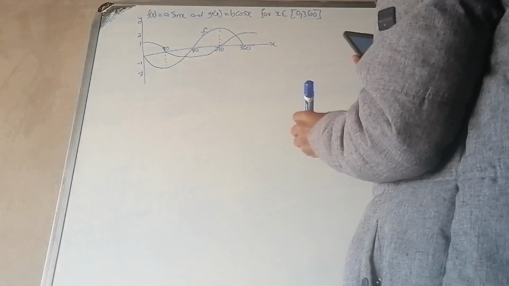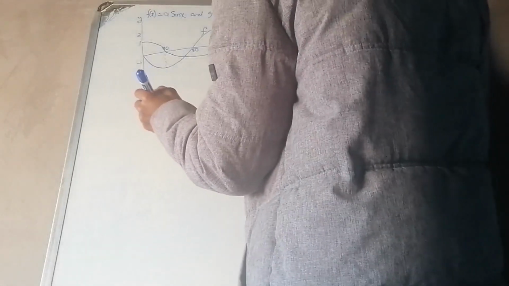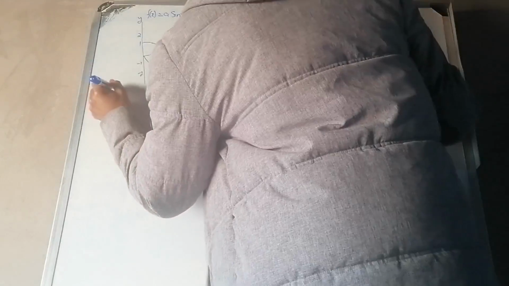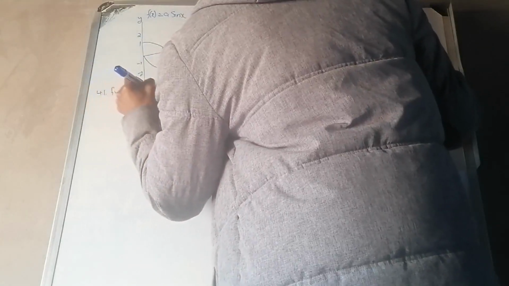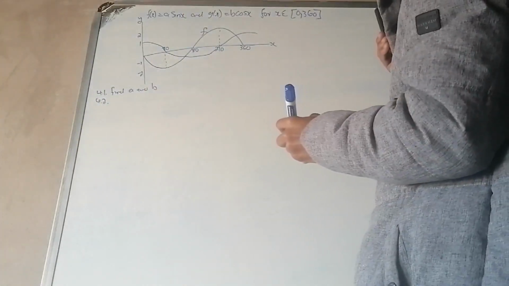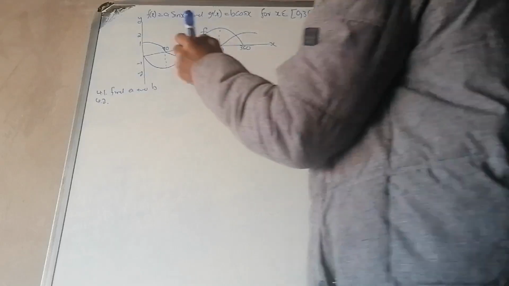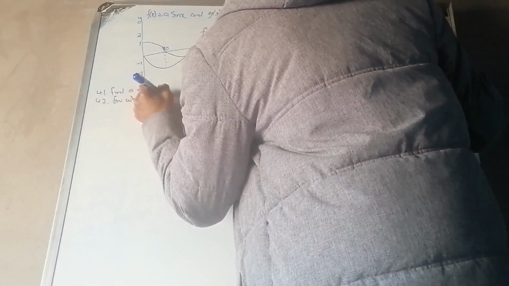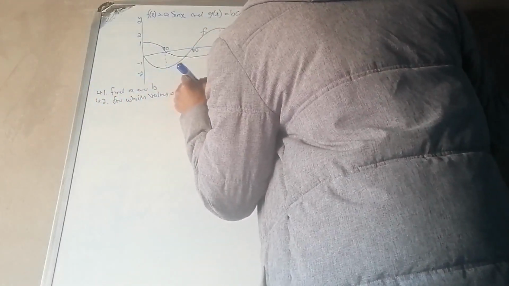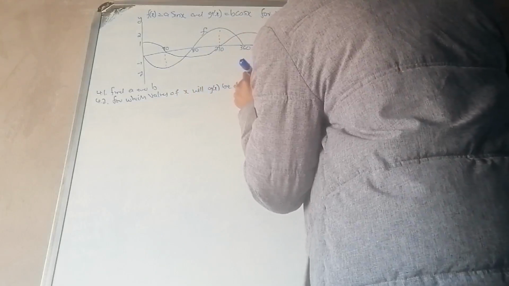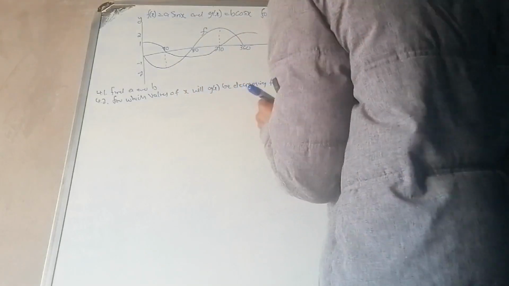4.1. Write down the values of A and B. 4.2. For which values of x will g(x) be a decreasing function?